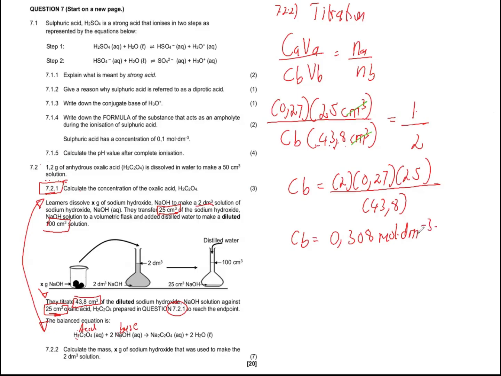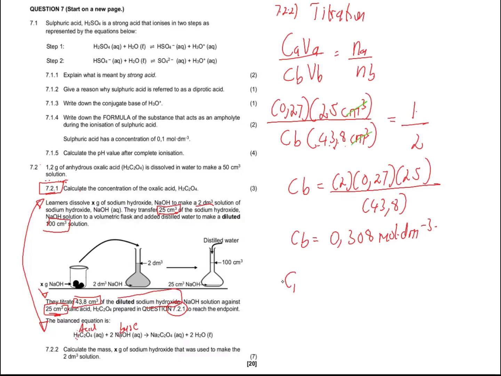Right? And now we want to calculate the mass X gram of the sodium hydroxide that was used. We know that the sodium hydroxide that was used was the concentrated sodium hydroxide. So this is where we need to pull up this. Remember, this is now the diluted one. They said diluted sodium hydroxide. But the 2 dm³ was actually made out of the concentrated one. So this is where we pull up the formula C1V1.